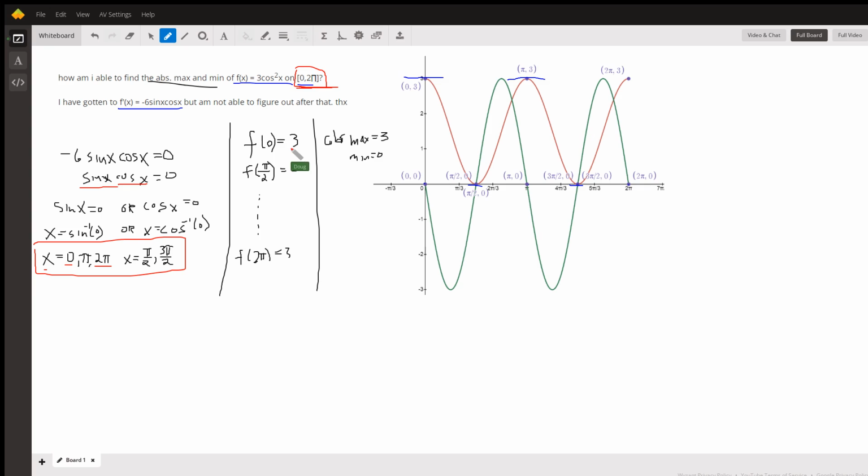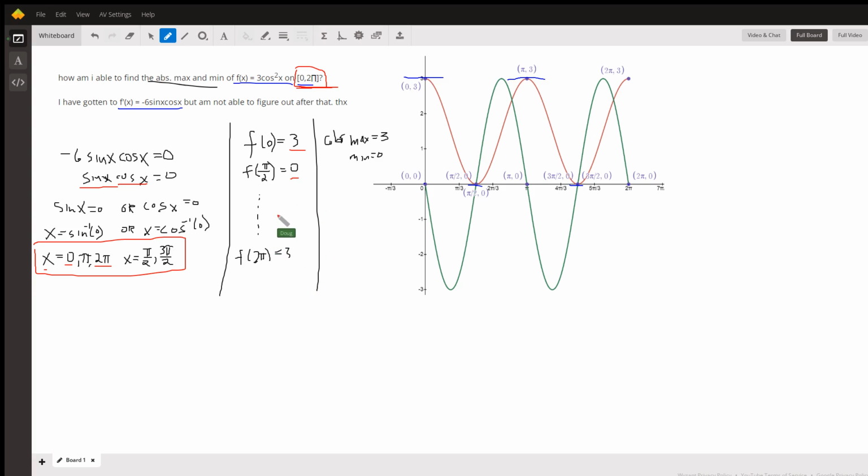So f of 0 means put 0 in for x. Cosine of 0 is 1. 1 squared is 1. 1 times 3 is 3. And f of pi over 2, cosine of pi over 2 is 0. 3 times 0 is 0. That's how you get all these.